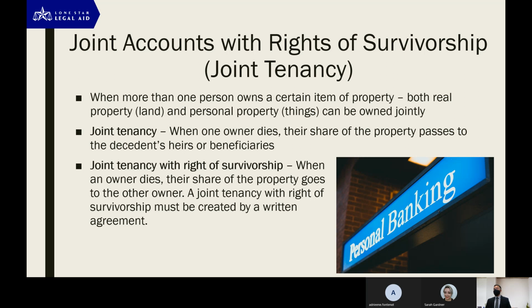So for example, if you jointly owned a home, if there was a joint tenancy with right of survivorship, that would mean the other person that owned the home with you when you passed would absorb your share, so to speak, in one of those situations. A joint tenancy with right of survivorship is not automatic. It has to be created with a written agreement.